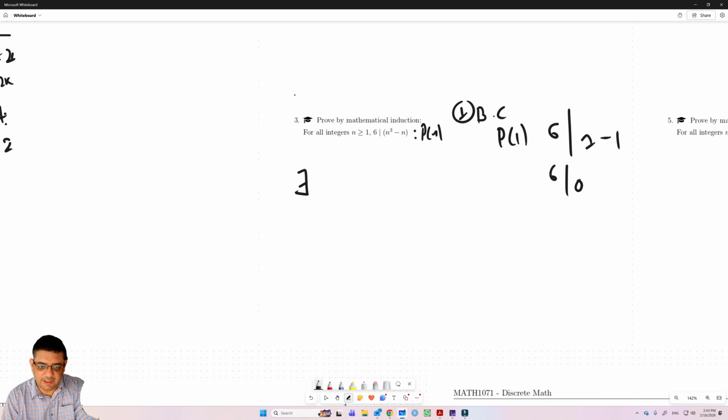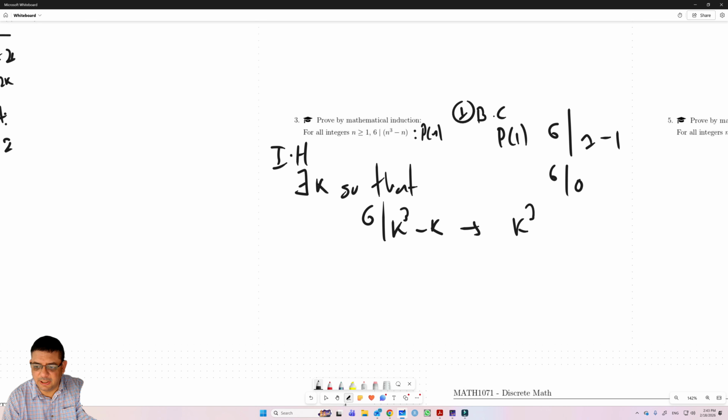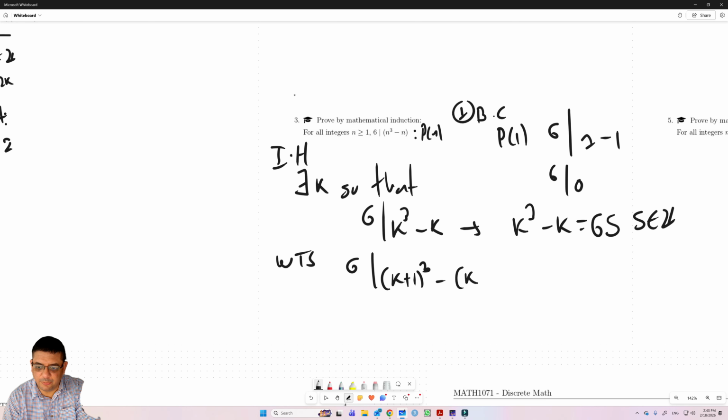Once again, it's this k for the inductive hypothesis. It's this k so that 6 divides k cubed minus k. And so that implies that k cubed minus k can be seen as 6 times x for x that belongs to the integers. And now I want to show the inductive step, which is that 6 divides k plus 1 cubed minus k plus 1. And so let's show it.